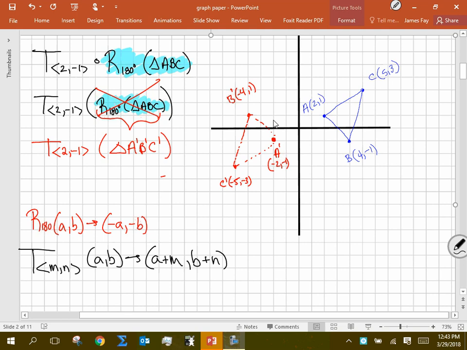So if I look at A prime, add 2 to the x, and you get what? 0. Add -1 to the y, what do you get? -2. So that point is going to go right there. So we'll call that A double prime, located at 0, -2. Okay? We're going to go to B, add 2 to that, gives you -2, right? Add -1 to that, and it gives you 0, correct? So -2, 0.